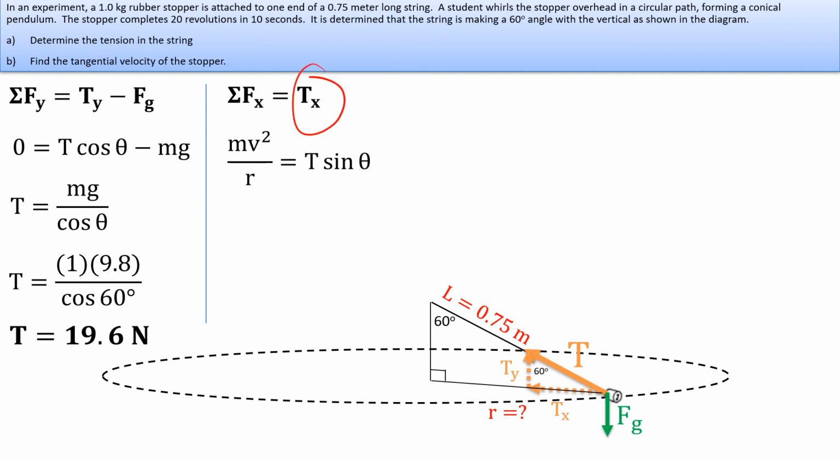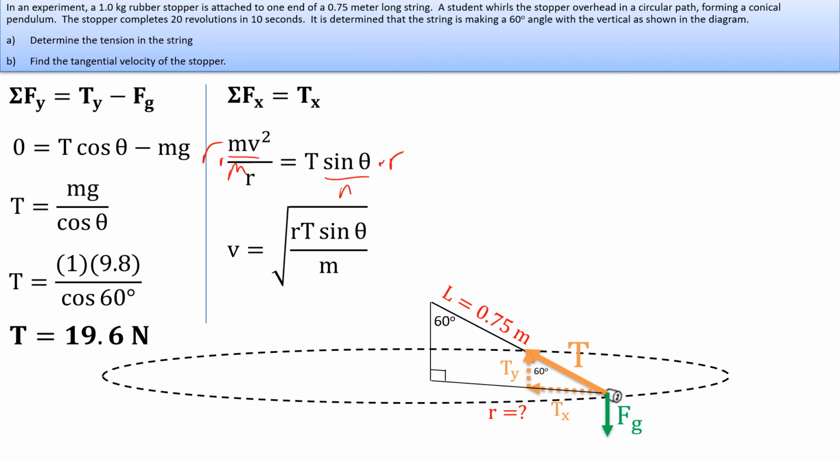In the x direction, the tension is opposite the angle. So we have opposite and hypotenuse. So this turns into T sine theta. This is the modified shortcut. So solving for V, we're looking for the tangential velocity of the stopper. All I did was multiply both sides by R, and then I divided both sides by M, and then I took the square root. So I'm getting an equation for V.